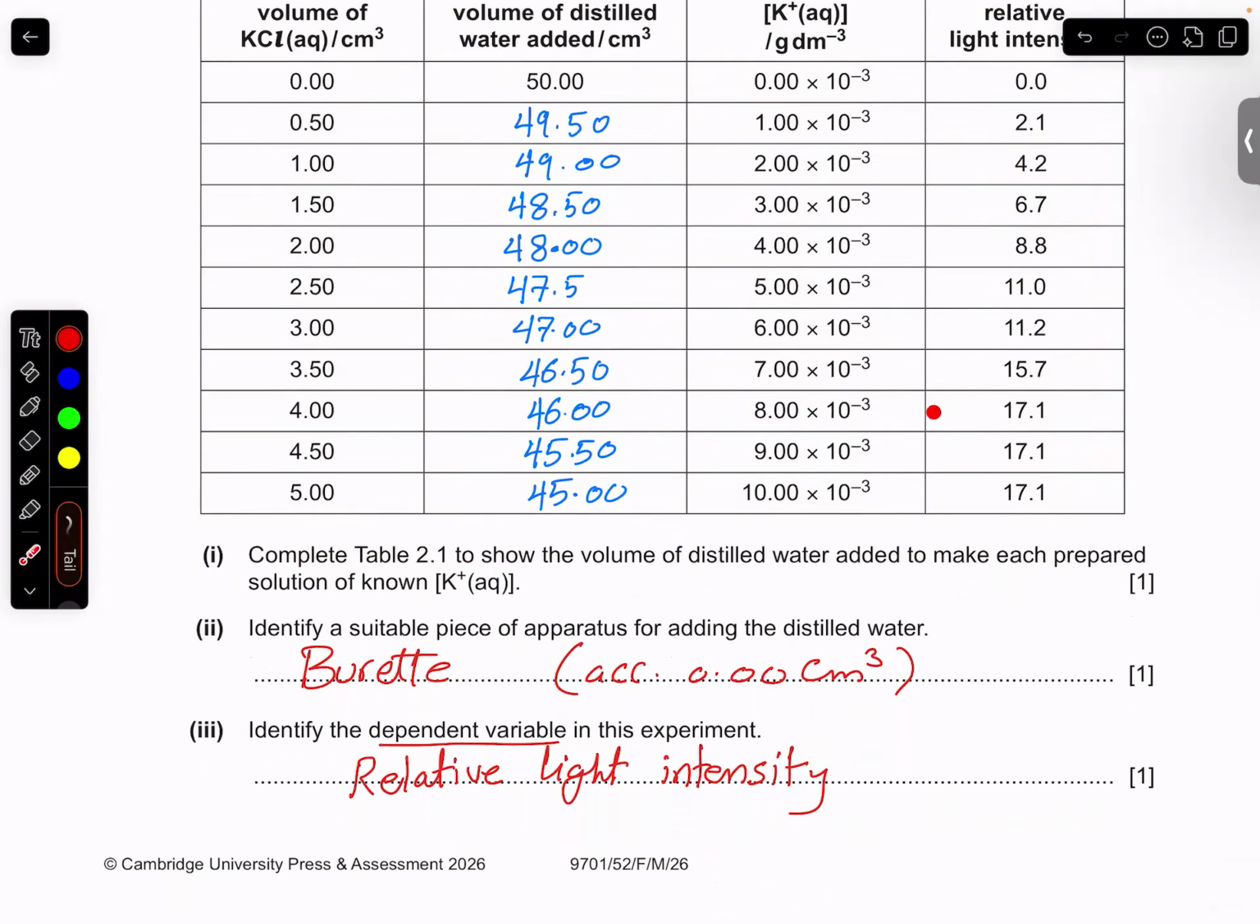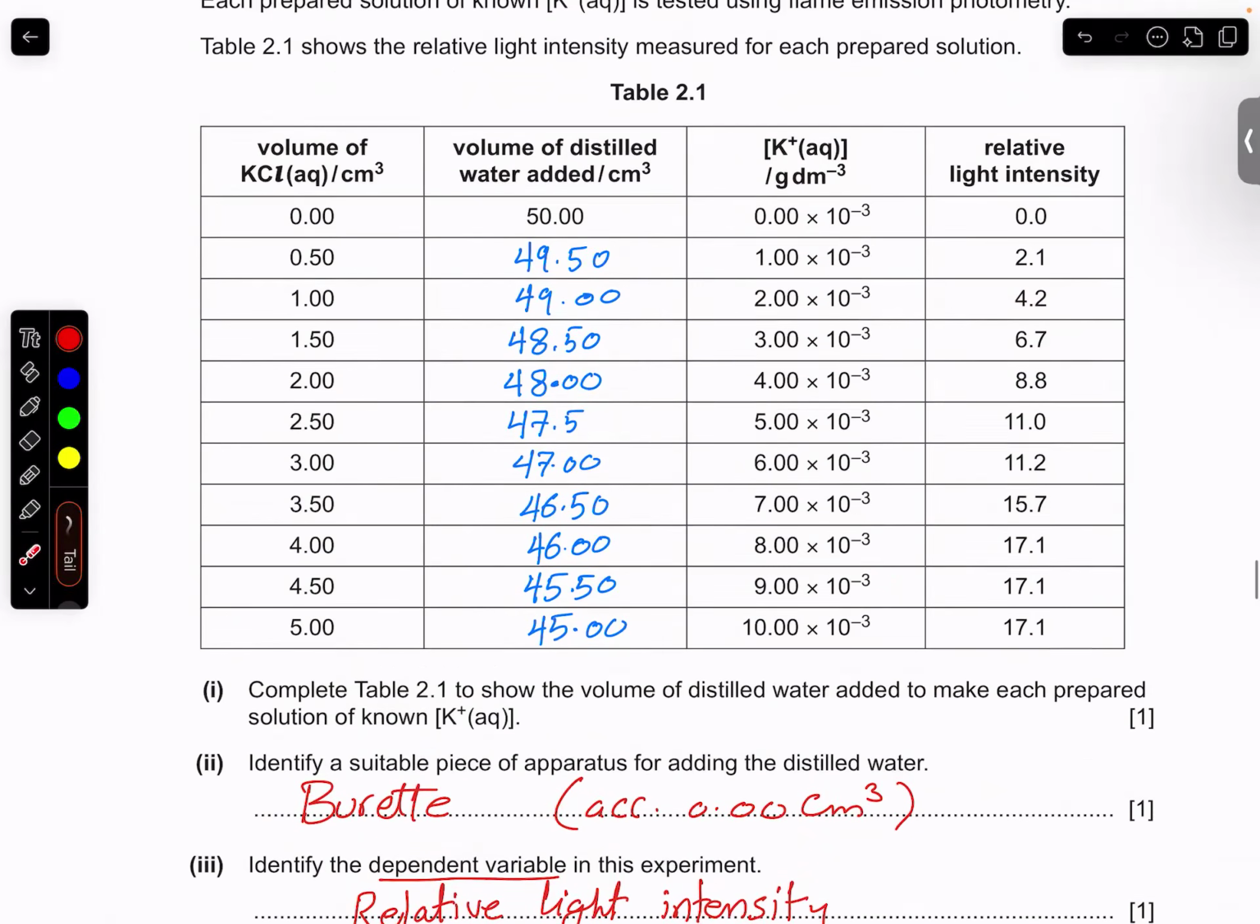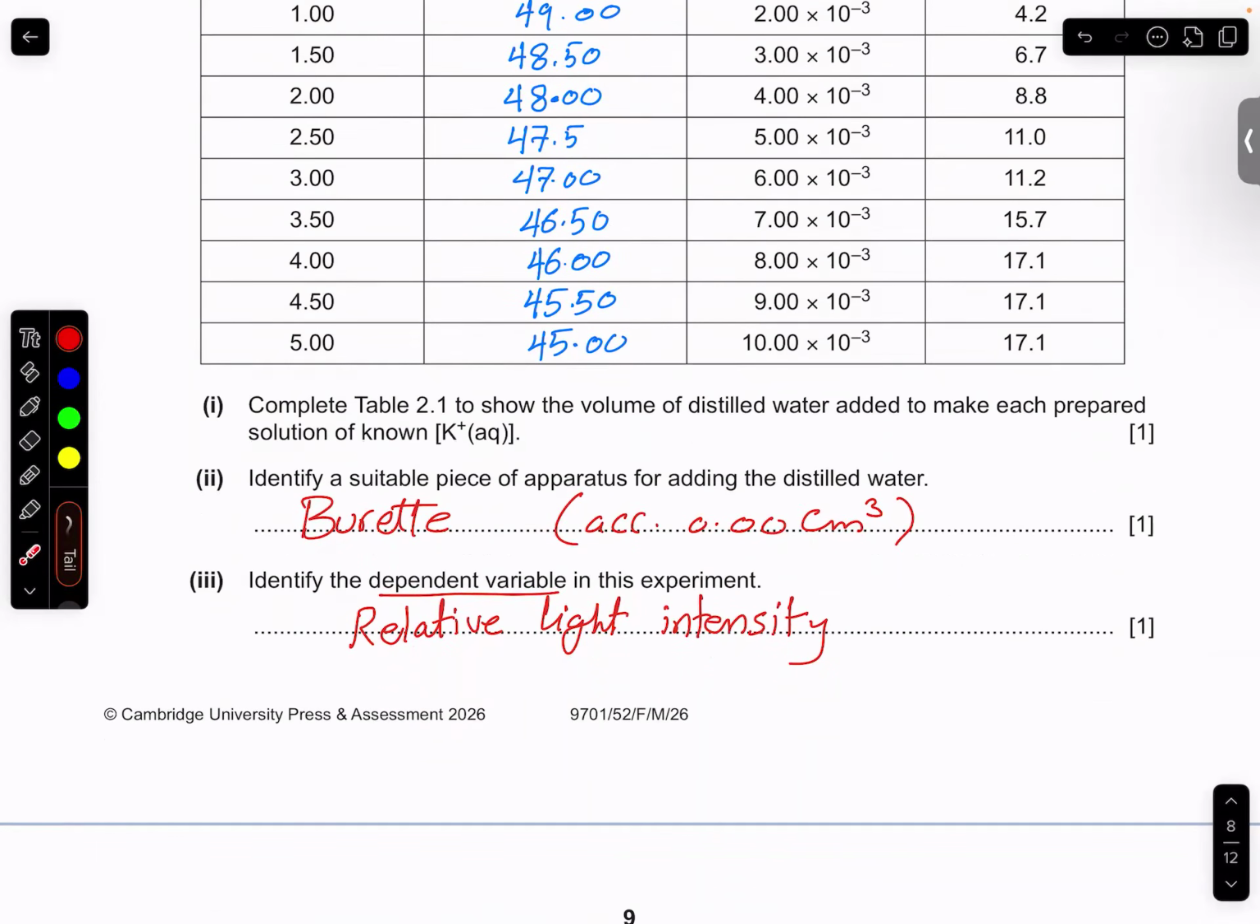Okay, it seems from the readings that after this concentration, after 8, the light intensity is constant. When we change the concentration, the light intensity is constant. This means that after this concentration, we can't use this flame method anymore to measure the light intensity of the solution that contains K. From the readings, it can't measure any other light intensity after this concentration. Okay.